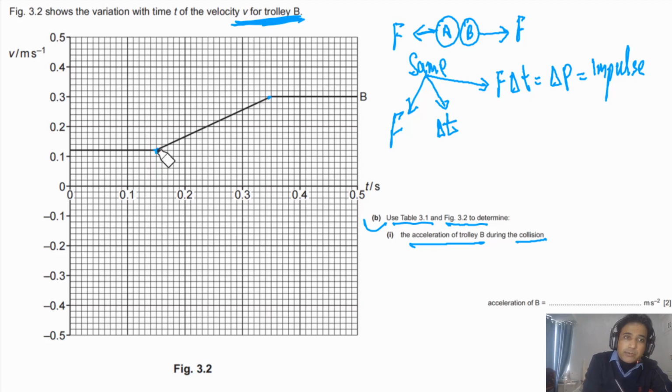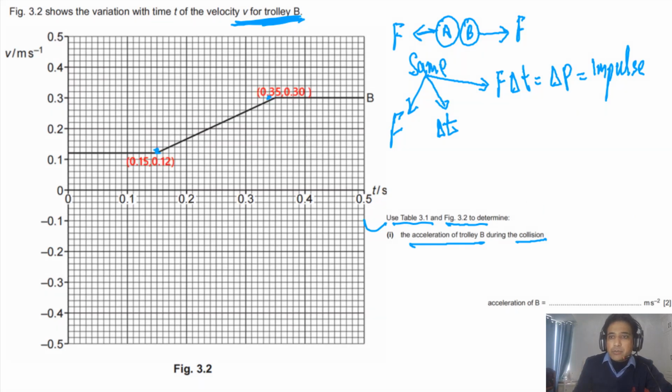So we can mark these points. We can mark this point, we can mark this point, and then simply we can find acceleration. So first of all, we can mark these points. So these are the coordinates. So we need to find out acceleration. This will be simply equal to delta v by delta t, meaning the gradient of this part of the graph.